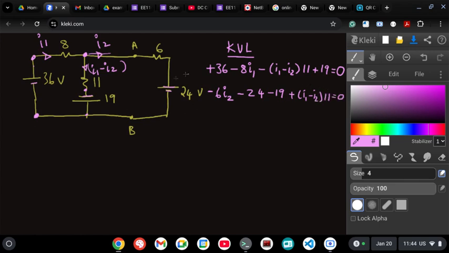So now we need to solve this. For I1, coefficients: minus 8 is there, minus 11 is there. So minus 8 minus 11, minus 19. So plus 36 minus 19 I1. Now coefficients of I2: minus into minus will become plus, and it will be 11. So plus 11 I2, and this 19 will add to 36. We'll add it later.